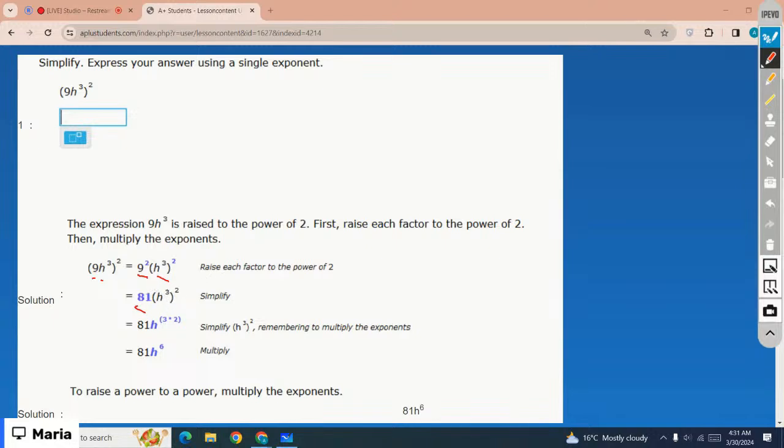3 times 2 it is. So the correct option is 81h6, right? So to raise a power to a power means you need to multiply the exponents, right? You have to do h 3 times 2, that is 81h6. Let's just start with the test questions.